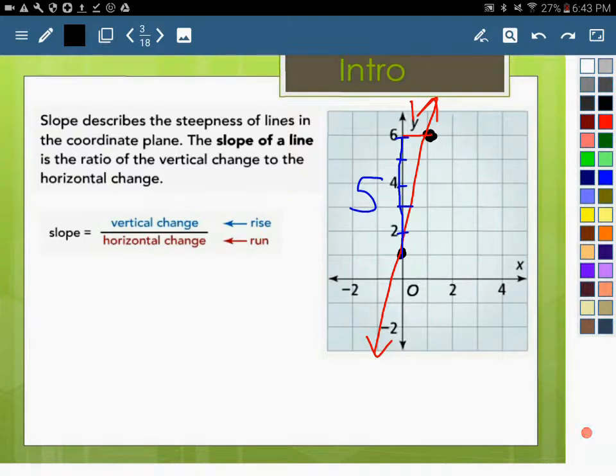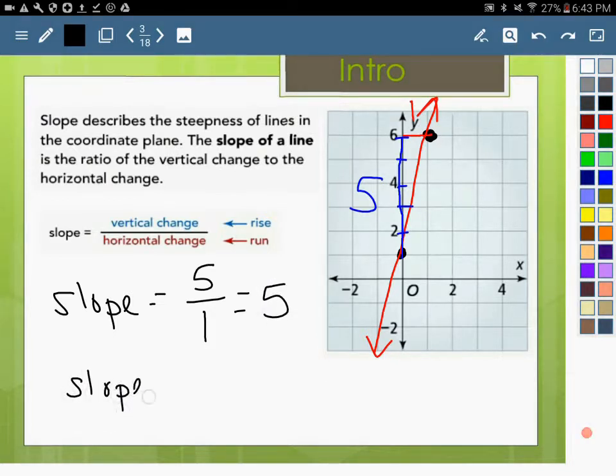So my slope here: vertical change was 5, the horizontal change was 1. So the slope here is 5 over 1. If anything's over 1, you can always simplify this to just 5. So the slope in this case is equal to 5, which makes sense because we drew a much steeper line. If I was a skier going down this ski slope, I'd be much more scared than on the line that I had drawn previously. And since 5 is greater than 1, that makes sense. It's a steeper line, thus a larger number.